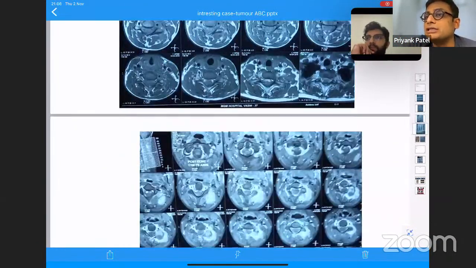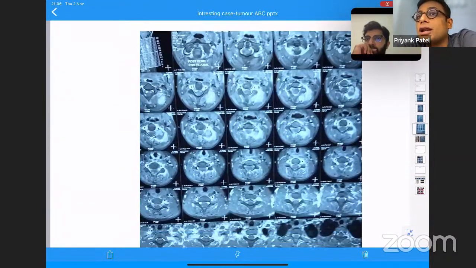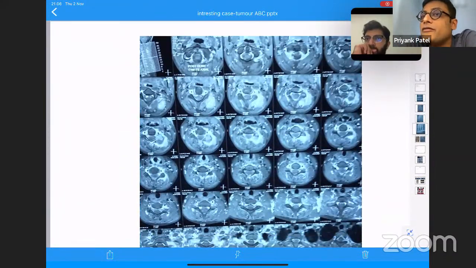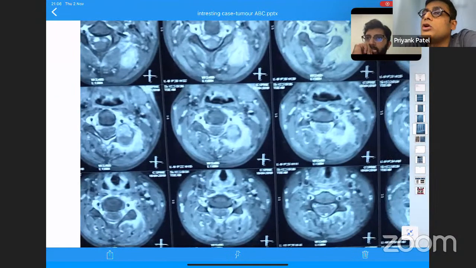So after this, if you need some additional information, you go to the contrast images. So here we have a T1 weighted contrast image. What do you see here which you were not seeing earlier?